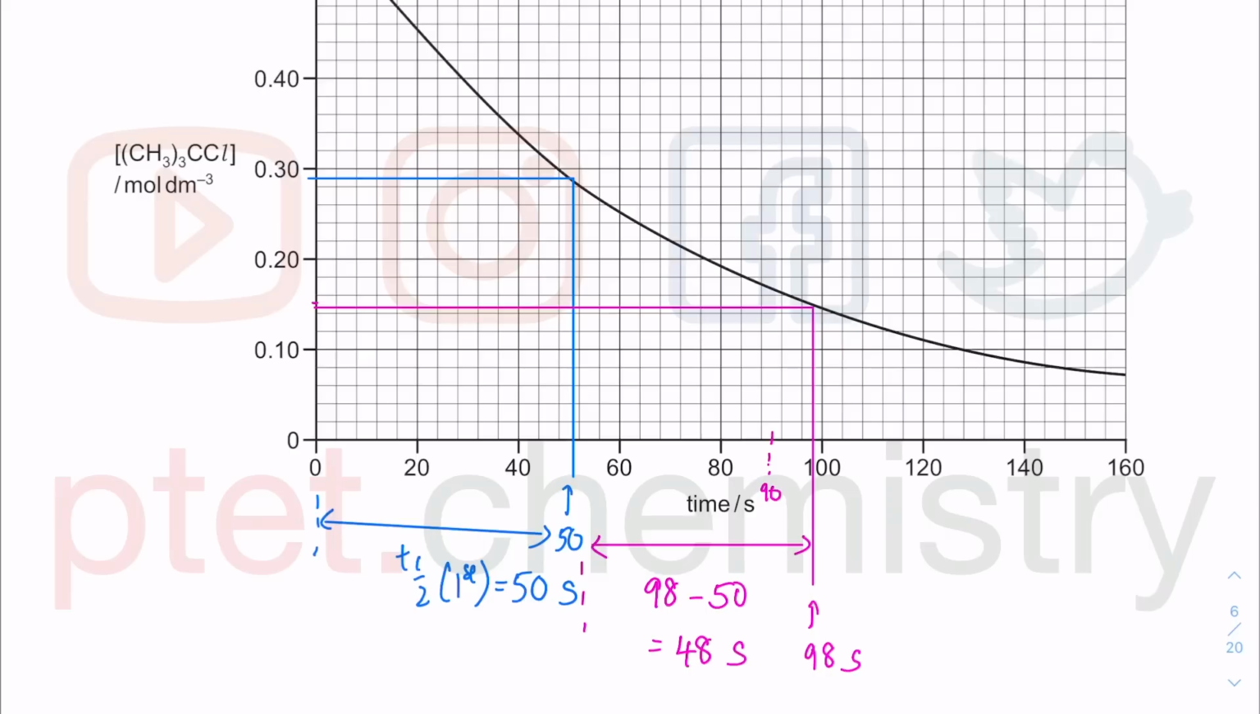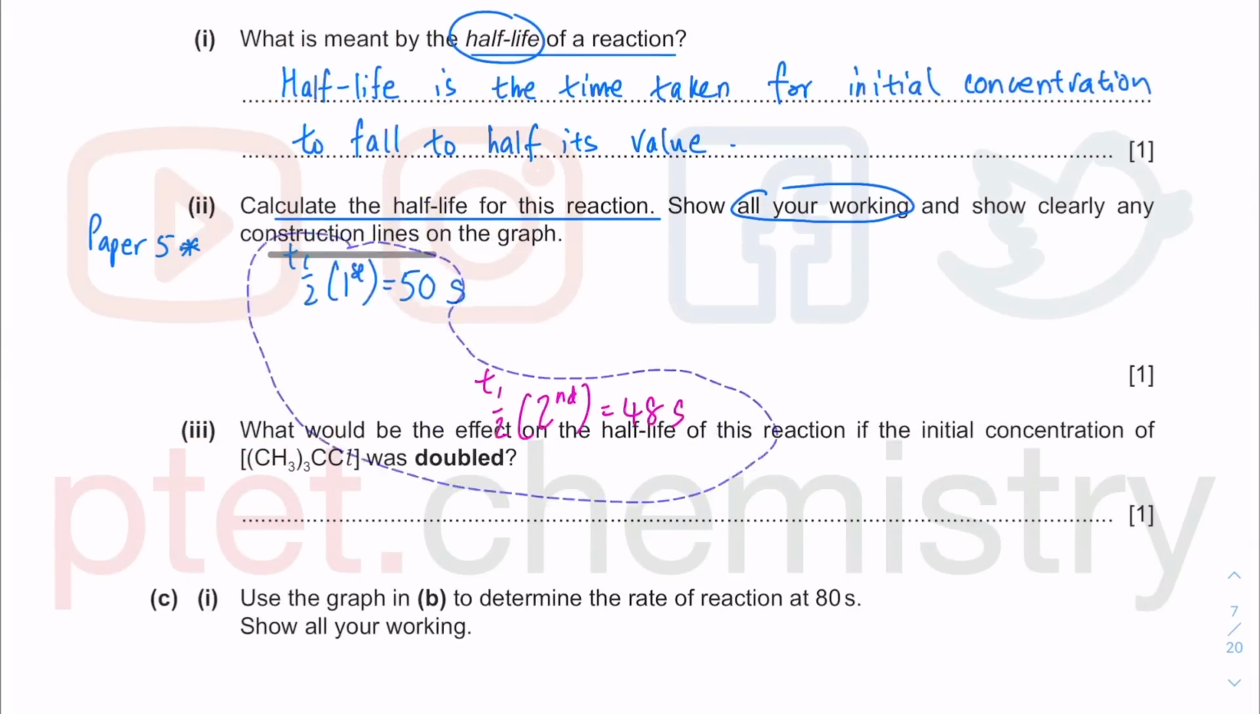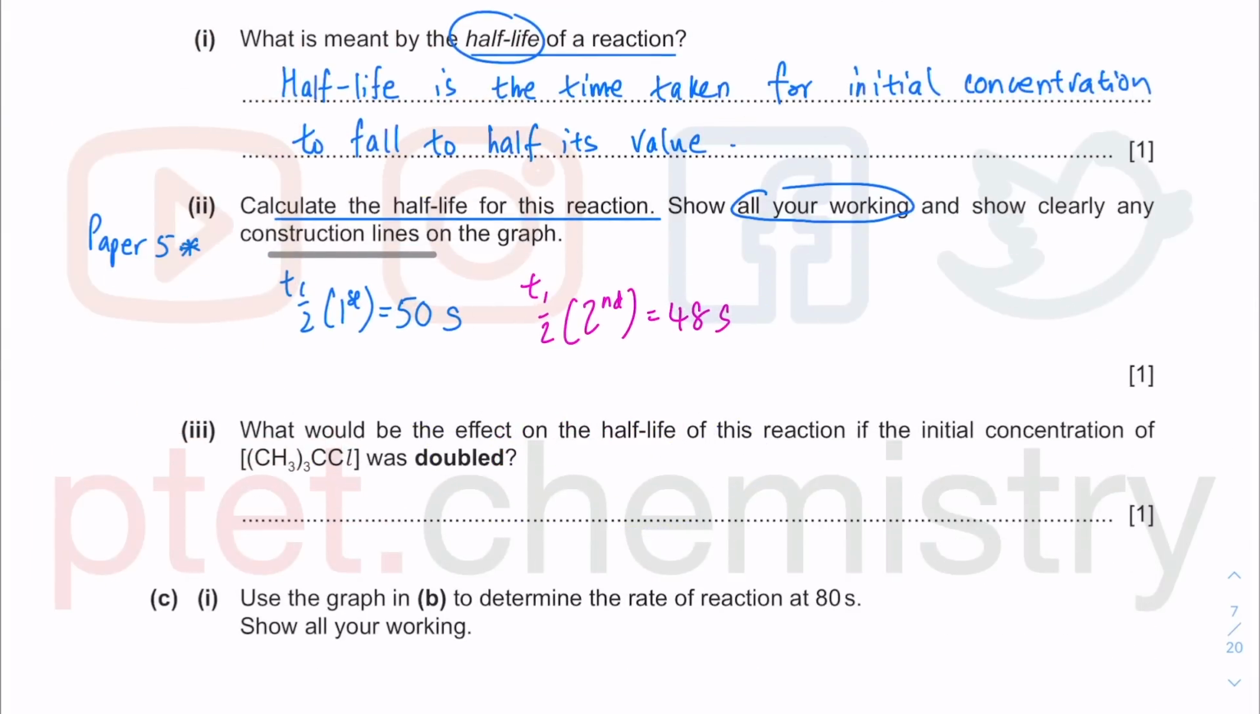You will see that within experimental errors, this is not half the value. This is not double the value. This is very close to the first half-life. This is called the second half-life, which is 48 seconds. Okay. So I already showed construction lines. So what I do really next is to just write down some stuff. So the first half-life is that. The second half-life is that.